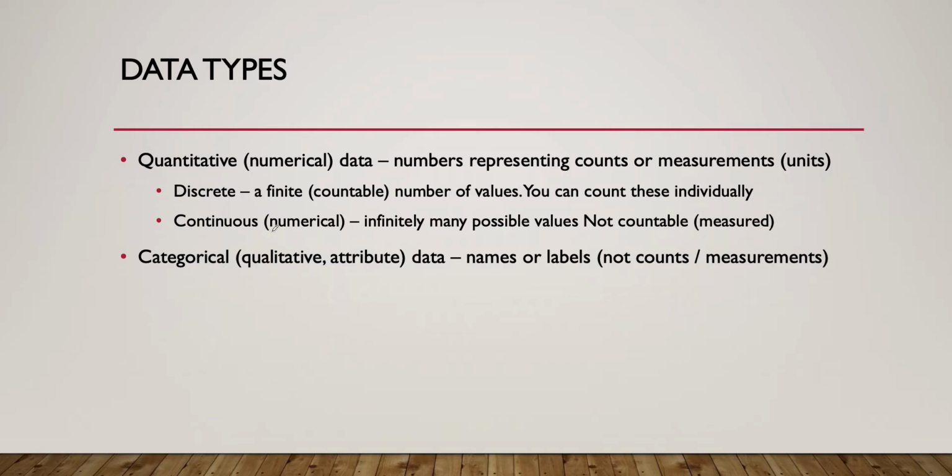But a continuous or numerical measurement, that's where we have infinitely many possible values. It's not countable. It's something that's measured. Usually it's something with, for example, decimal point values or fractions. A categorical type of variable, it's qualitative or attribute data. It names or labels, but has no counts, no measurements.